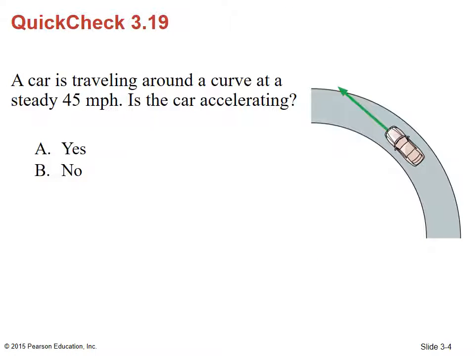A car is traveling around a curve at a steady 45 miles per hour. Is the car accelerating? A, yes, or B, no. Answer is A, yes. It is changing direction. Therefore, it is accelerating.